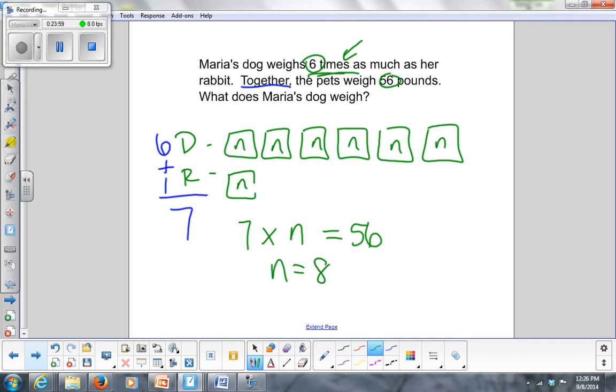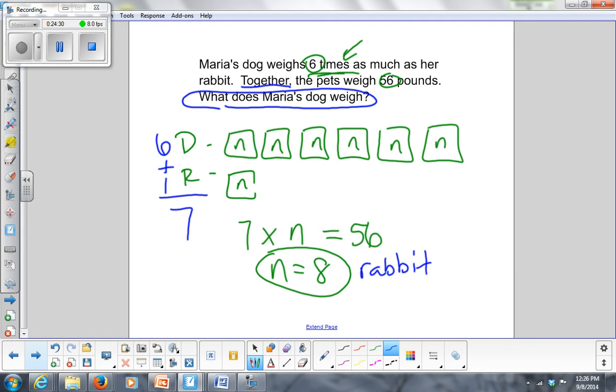All right, so that tells us what? What does n tell us? Is 8 my answer? No. Aubrey, why? It's only part of the problem. This is how much Maria's what weighs? Rabbit. The rabbit. Okay, so how do I figure out then what my answer is, which is what does Maria's dog weigh? Alexa.